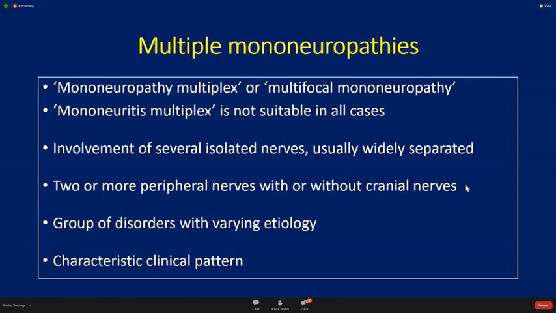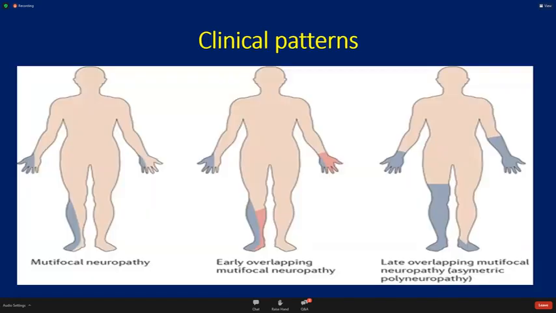There may or may not be cranial nerve involvement. It is not a single disease like peripheral neuropathy. It is a condition which may have any cause of etiology. So one point which we need to understand with the mononeuropathy multiplex is that, you can see that here there is a median involvement, here there is an ulnar involvement, here there is a common peroneal neuropathy. When a patient presents like this, the diagnosis of mononeuropathy multiplex is very easy.